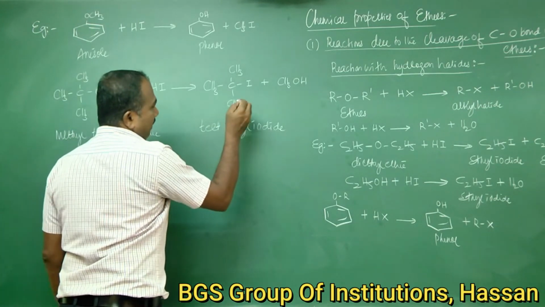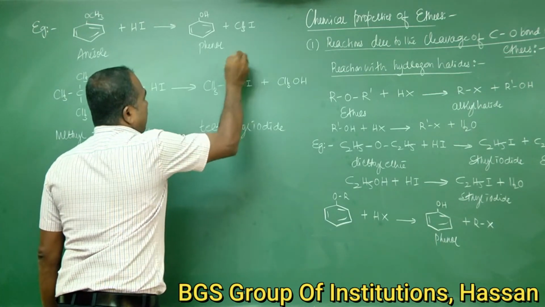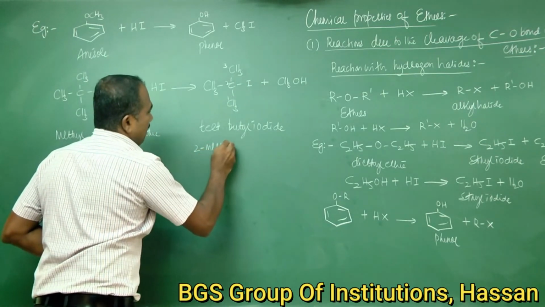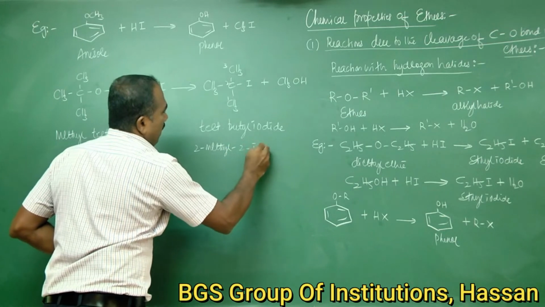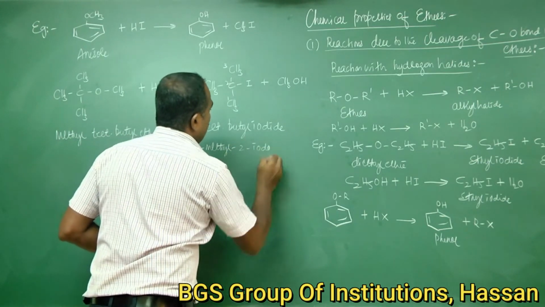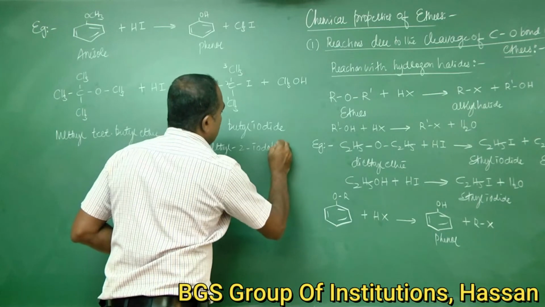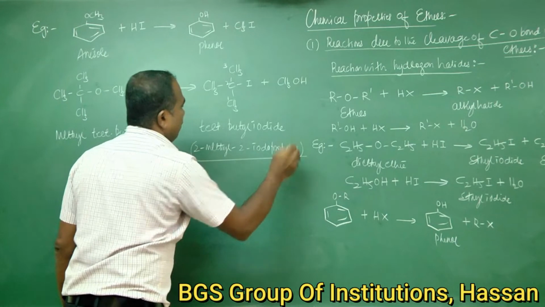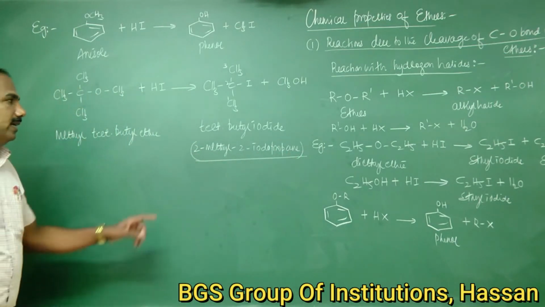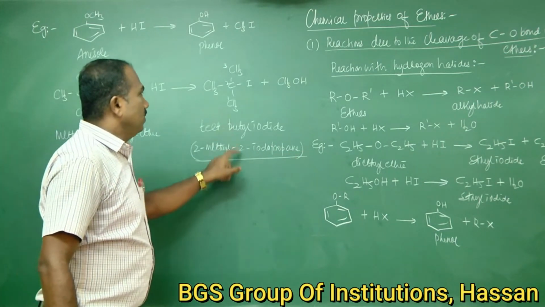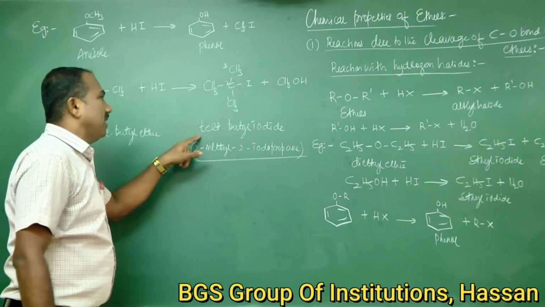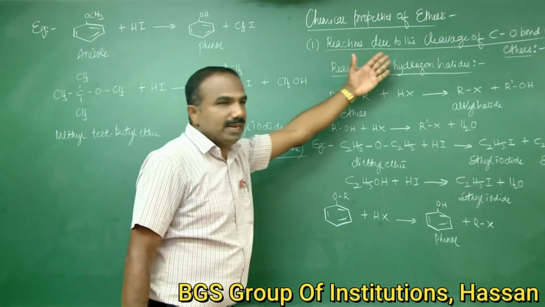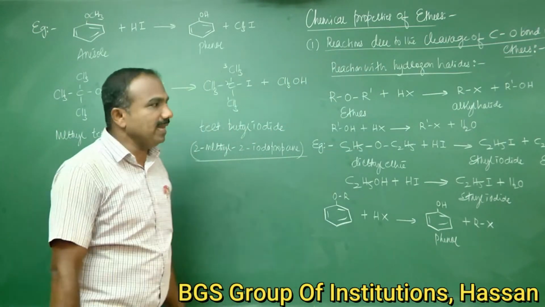The IUPAC name of this is 1, 2, 3. So that is 2-iodo-2-methylpropane. This is the IUPAC name of tertiary butyl iodide. So this is about the reactions due to the cleavage of the carbon-oxygen bond in ethers.